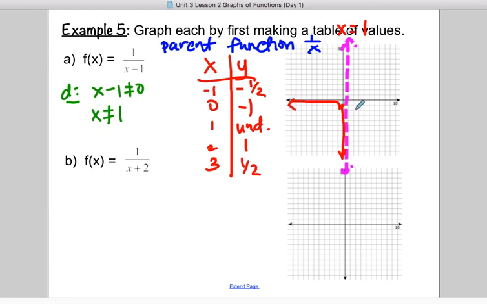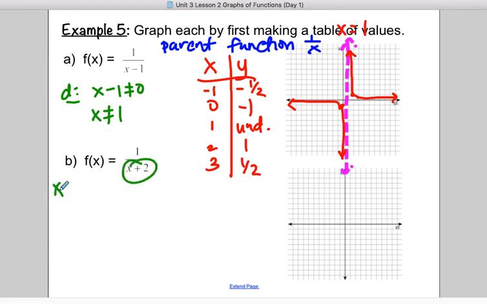Okay, really close. Then we go ahead and we have our undefined, then we plot (2, 1) and (3, 1/2). So it's going to get really close again to your asymptote and then really close to this axis right here. Okay, so the rational functions have these two parts across from each other. The next one we're going to graph, same idea.